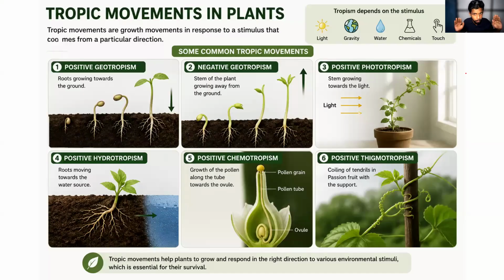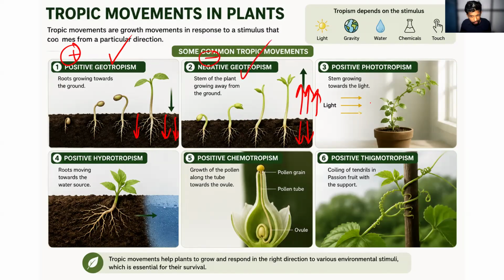Now we are going to name all these things. Okay, here the roots are moving down, right? Already the gravity is also down. So this kind of movement is called positive geotropism. Second one, you know, the gravity is downward, but the stems are moving upward. They are moving against the gravity. So they are called negative geotropism.